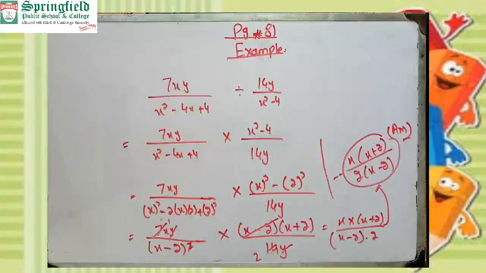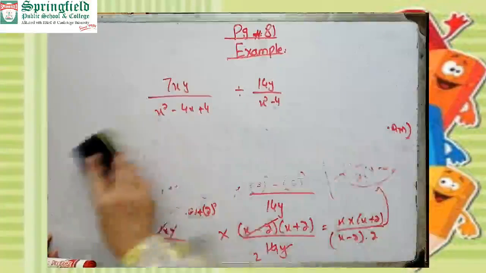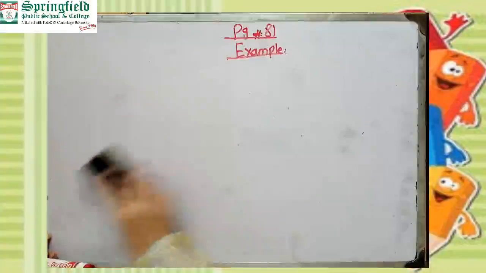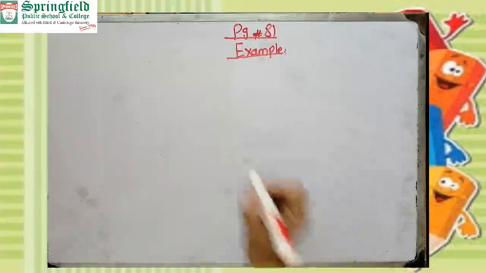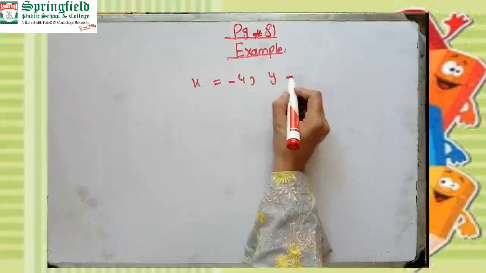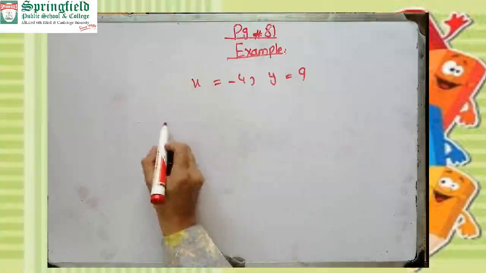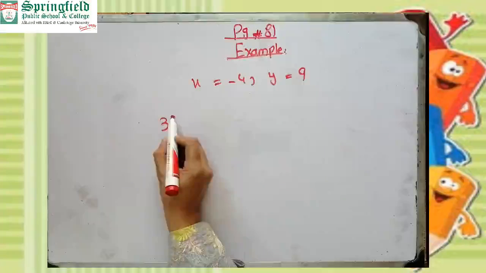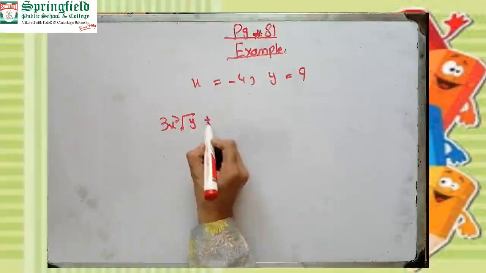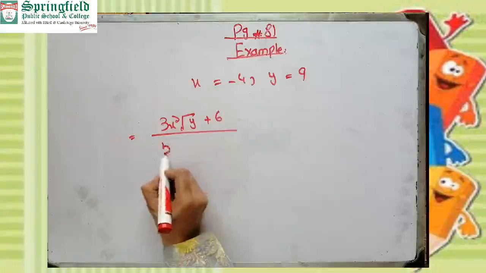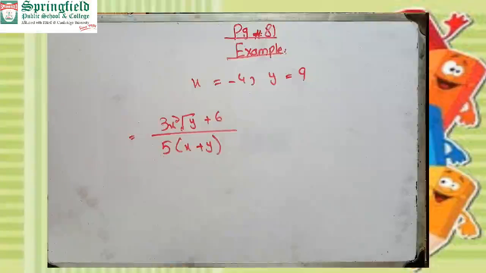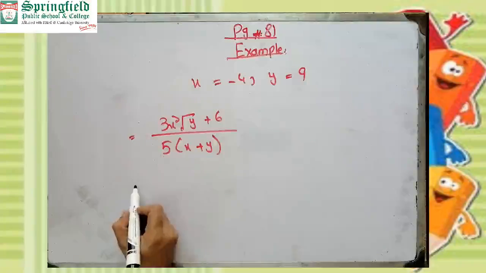Understood, beta? Okay. If you have another situation, where the values of x and y, the variable values, are given, let x be equal to minus 4 and y equal to 9, then find the value of 3x square minus 3x under root y plus 6 divided by 5x plus y whole square. If the values are given, how can we find the expression value?